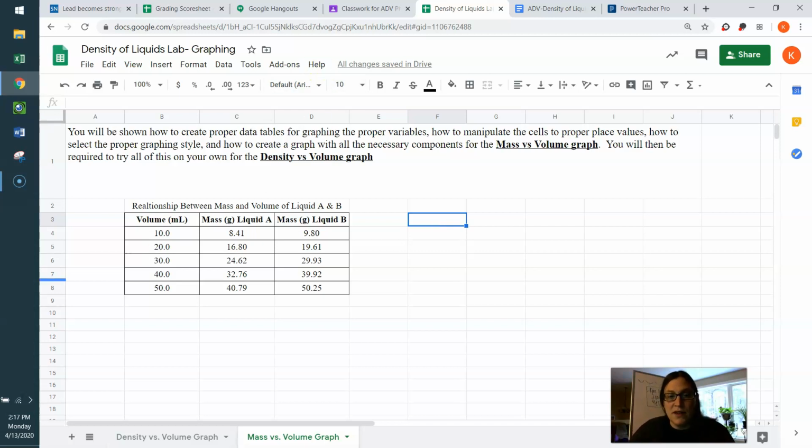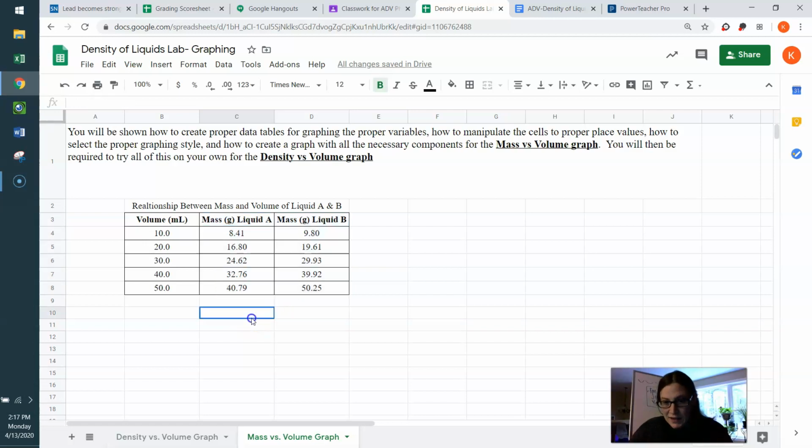It's very important to understand that the first column in the graph for our scatter plot is going to be the independent variable, the variable that was intentionally changed during the experiment. So that's volume. And then the following two columns are going to be what I want to graph and compare. And so in this case, that's liquid A versus liquid B. And we're just talking about the mass.